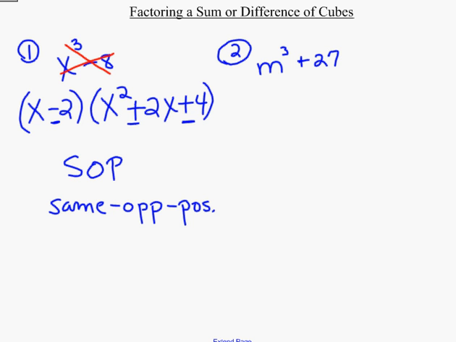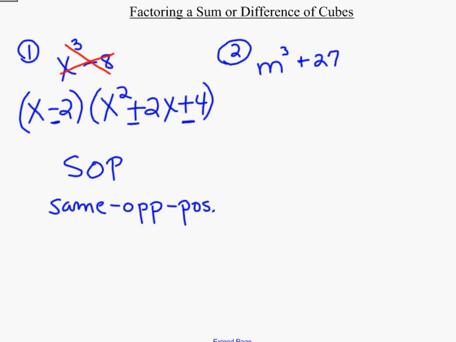M cubed is a perfect cube because it has a cubic root. Any variable raised to a power that is a multiple of 3 is going to be a perfect cube. 3 is, 6 is, 9 is. Not all odd numbers, numbers that are multiples of 3. And then 27 is a perfect cube. Its cubic root is 3 because 3 times 3 times 3 is 27. I need 3 identical factors for it to be a perfect cube.